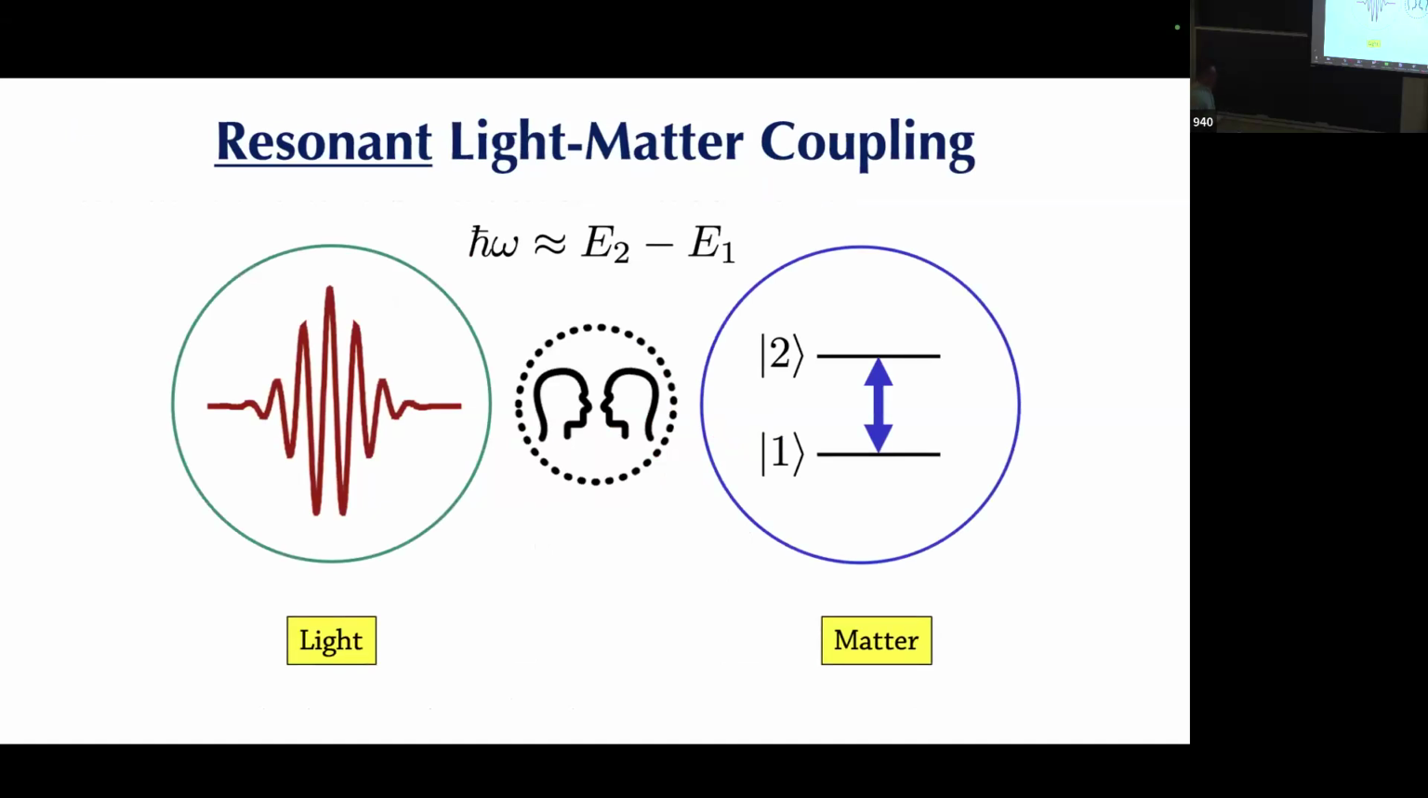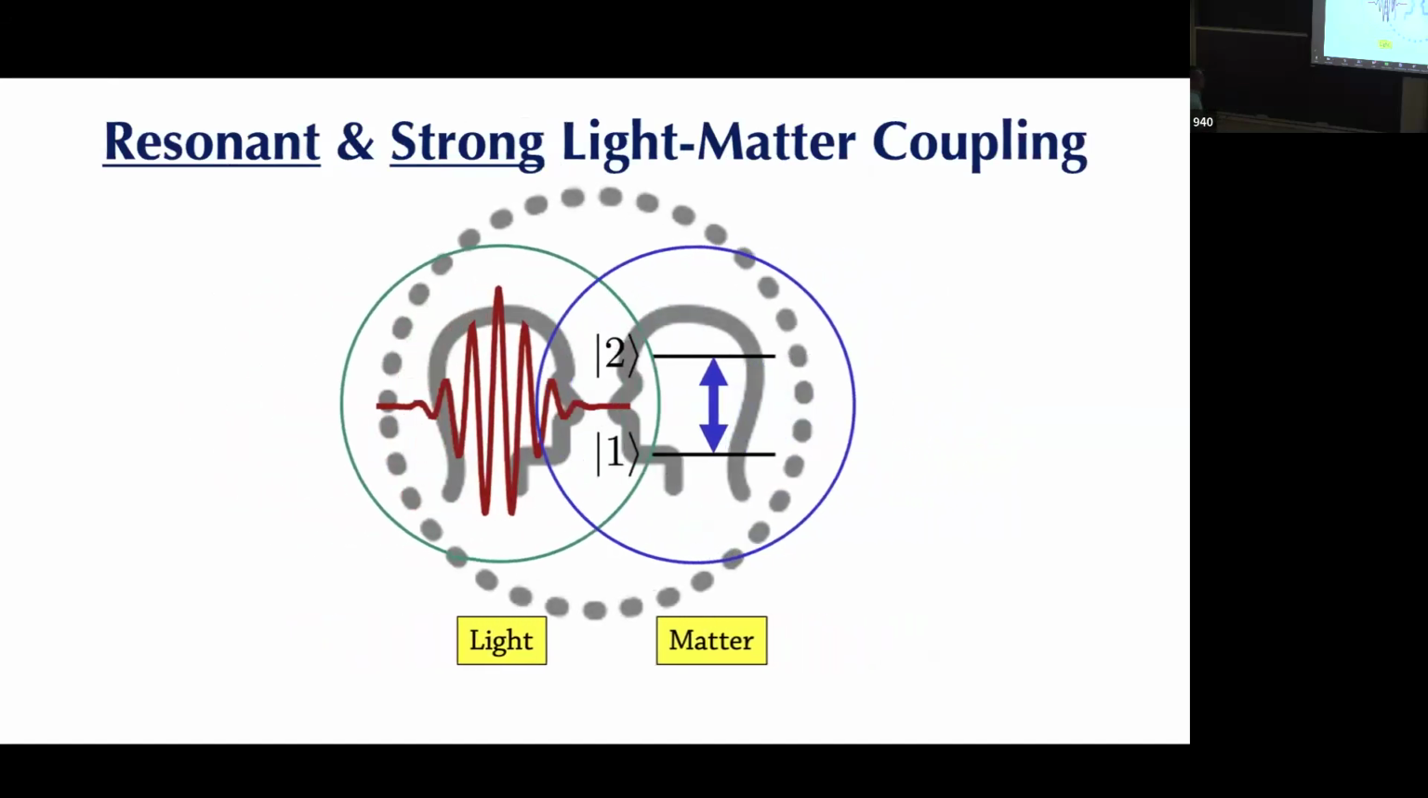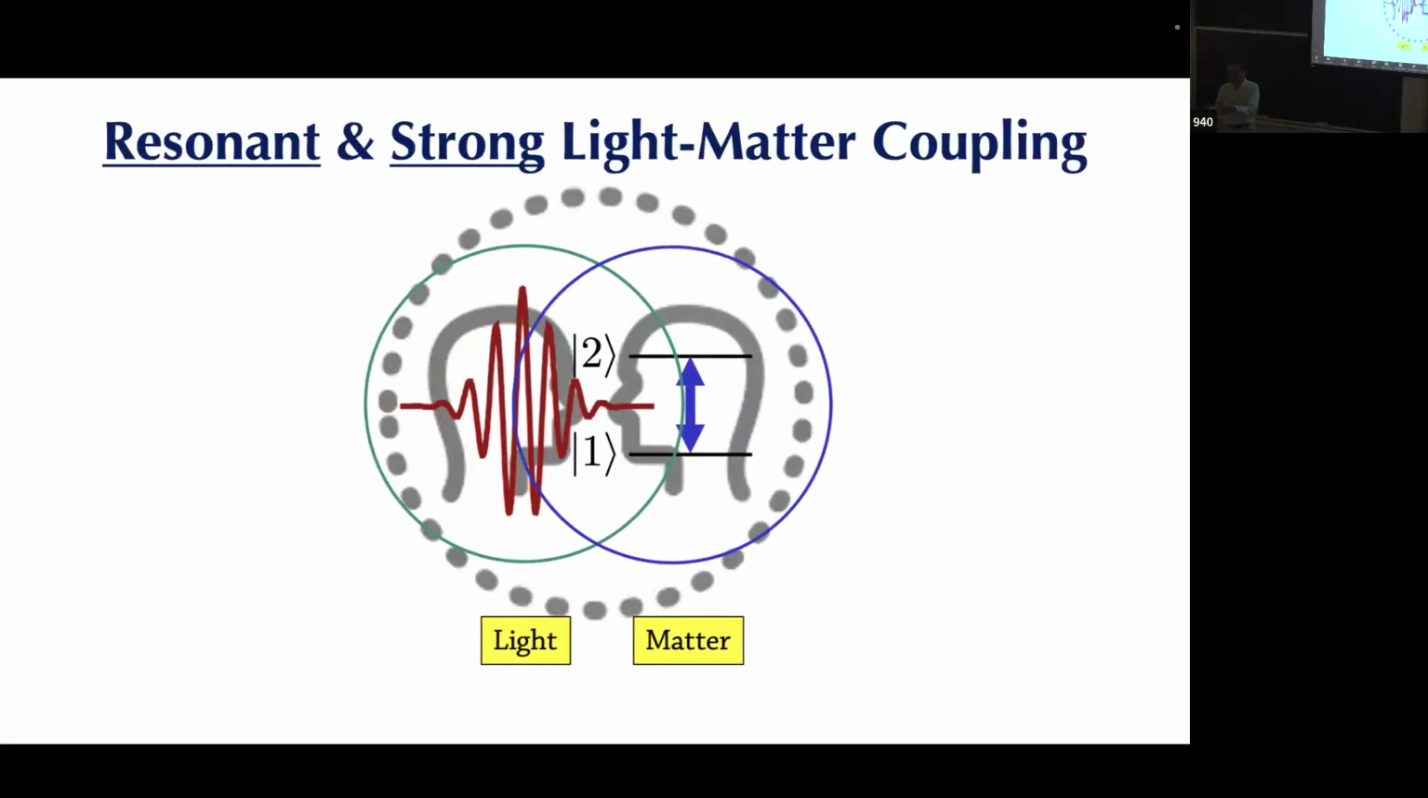So when you have a cavity, you have a set of photonic modes. And by finely adjusting the cavity length, one can make one of the photonic frequencies equal or nearly equal to a certain transition or resonance on the matter side. So cavities allow us to study resonant light-matter coupling. That's obvious. Second, cavities confine light, and confined light has enhanced electromagnetic fields, which leads to stronger light-matter interaction compared to free space.